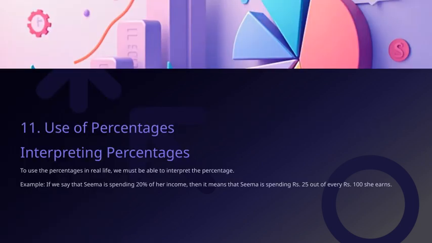Now, let's talk about how we interpret percentages in real life. When we see a percentage, it's not just a number. It represents a part of a whole. For example, if I say that Seema is spending 20% of her income, what does that really mean? It means that for every 100 rupees she earns, she is spending 20 rupees.